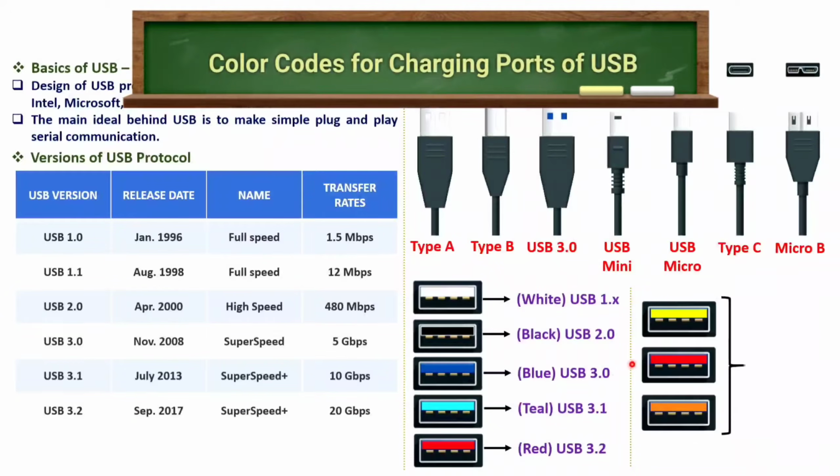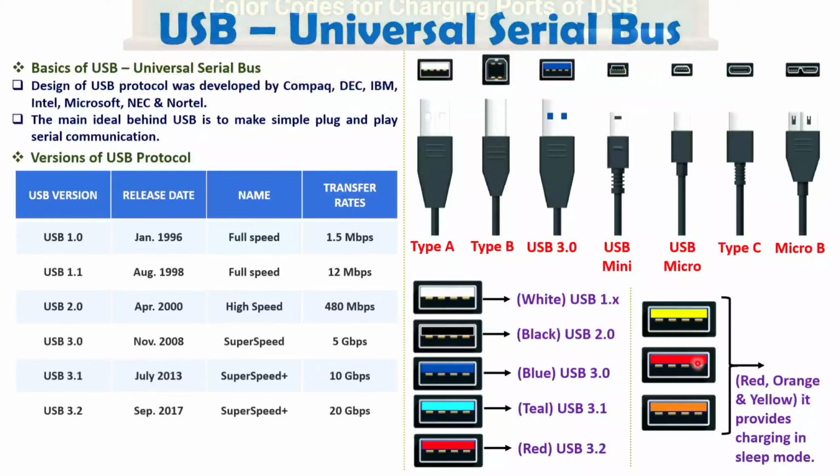Here, my dear students, based on color code you can understand a few more things. If your USB connector is having yellow, red or orange strip, in that case this USB is also providing charging in sleep mode. So if your computer is in sleep mode, during that time period also these ports will provide charging. So that is even the main feature that you can understand based on color code.